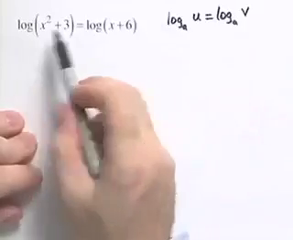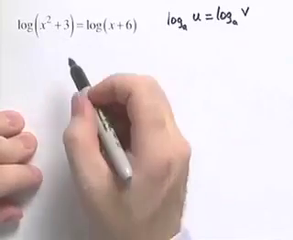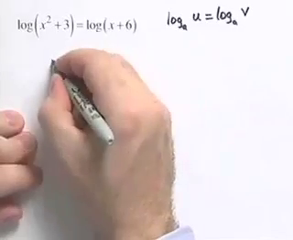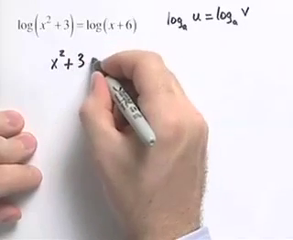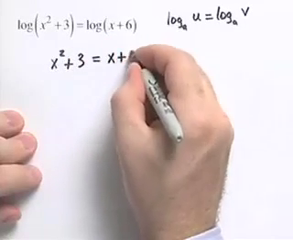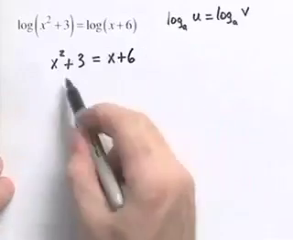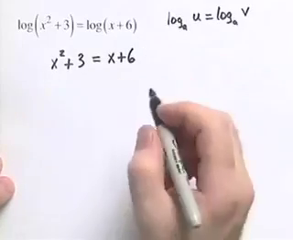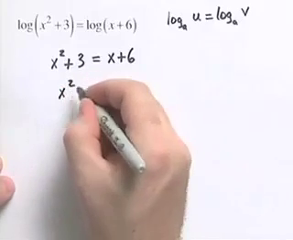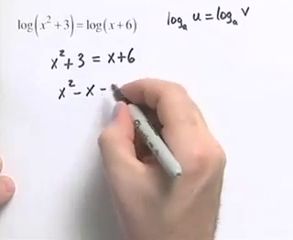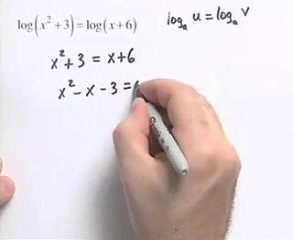In this case, we do have logs with the same base on both sides, so we can set these insides equal to each other and solve the resulting equation. We'll have x squared plus 3 equals x plus 6. We've got a quadratic equation now. We'll bring everything to the left side and let the right side equal 0. We'll have x squared minus x minus 3 is equal to 0.